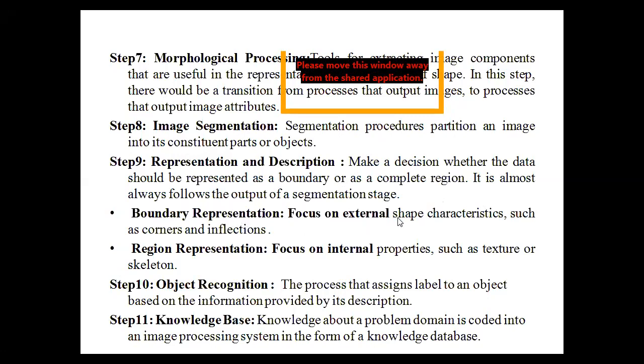External shape characteristics means corners. Suppose this is the total slide; corners means this and this. So to know the geometrical structure of this slide, we know the corners, and only then do we represent the boundary for that slide. Okay, like that. So boundary representation means focus on external shape characteristics such as corners and inflections.